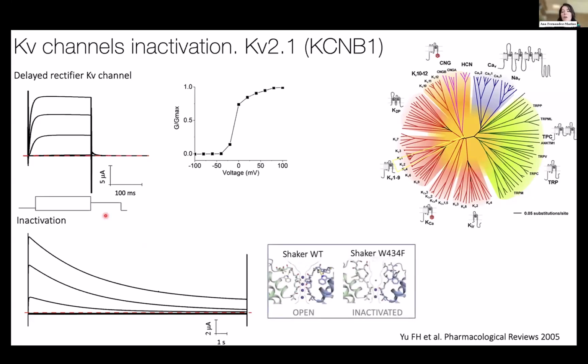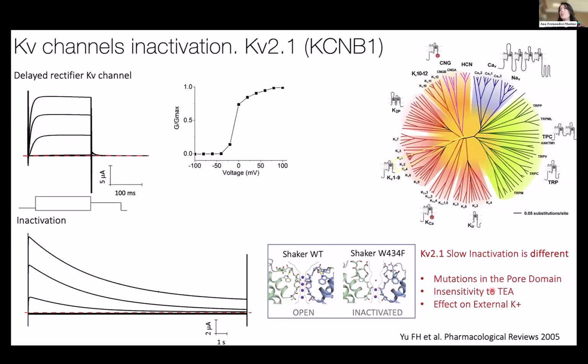However, we know that the slow inactivation in Kv2.1 is different from the one that has been described for Shaker. That is because mutations in the pore domain that speed up slow inactivation in Shaker have no effect in Kv2.1, it is insensitive to TEA, and the effect of extracellular potassium is not the same in Shaker as in Kv2.1. So it's very similar to Shaker in terms of the architecture of the channel. However, there are many functional things that are intrinsically different, and we did not understand how they work.